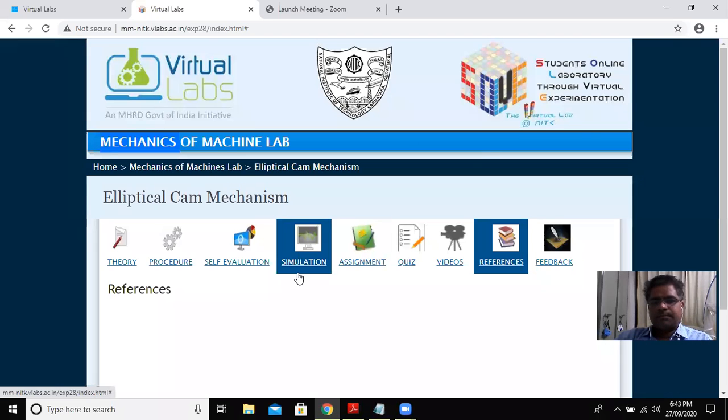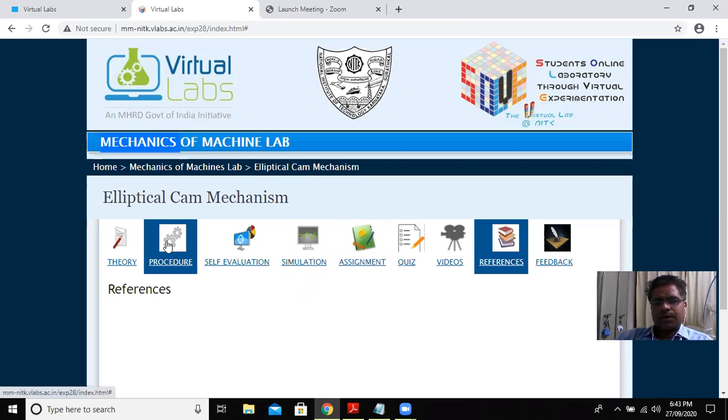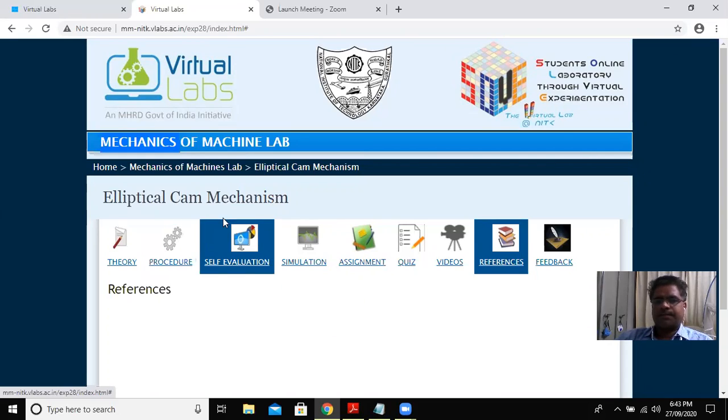Good morning, friends. So today we'll be seeing how we can make use of the virtual labs. In virtual labs, instead of having actual equipments, we can virtually do the experiments, see what nature of results we will be getting, and we can also draw the curves and conclude the results.